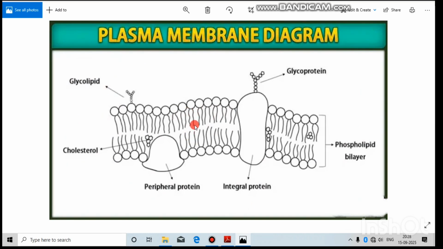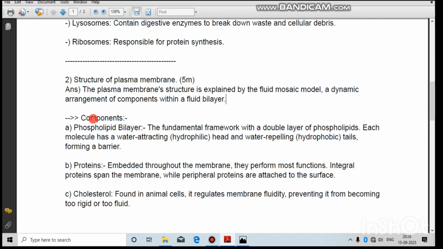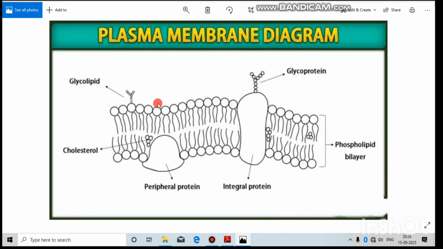Bilayer is something double layer. Here one layer, the second layer. In these two layers we have got all the components. Here one component, here there is a component. Yes, the components will be like phospholipid bilayer. The first component is phospholipid bilayer. This itself is the phospholipid bilayer, guys.